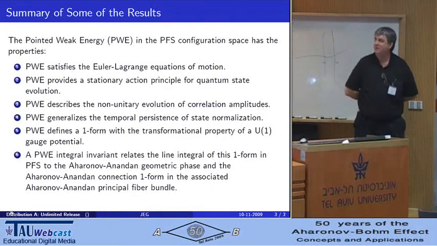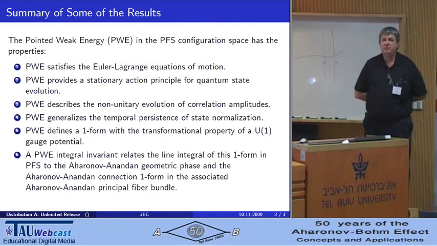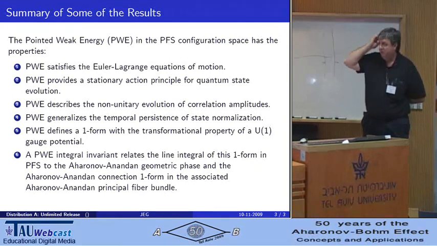And basically the consequences of this, which are demonstrated in a number of papers that have been published in the Journal of Mathematical Physics over the last 10 years, are these. For the pointed weak energy, you can define an Euler-Lagrange equation, as well as define a stationary action principle. And it describes a non-unitary evolution of correlation amplitudes, as well as you can talk about temporal persistence of the state normalization and various mathematical properties.